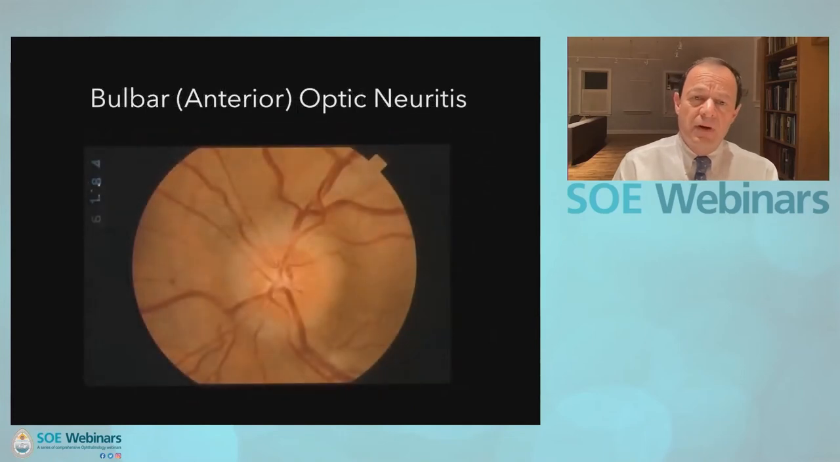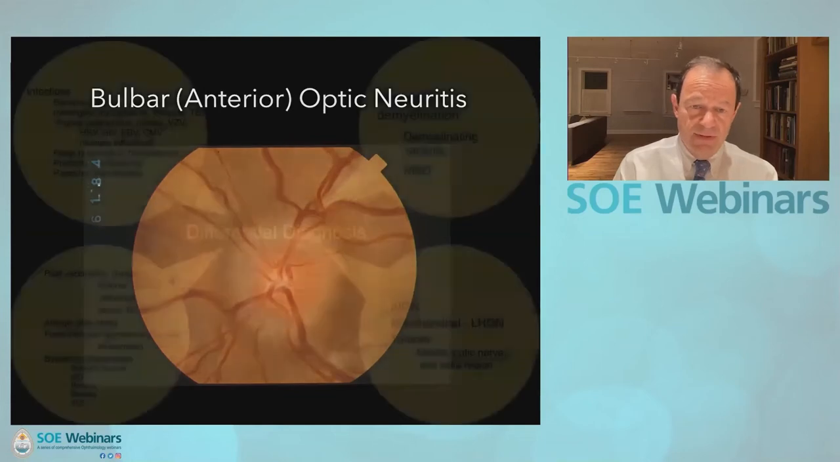A bulbar or anterior optic neuritis patient will show some swelling, but here the swelling is not severe. Hemorrhages, as a rule, are a feature that will point toward an atypical case or an ischemic optic neuropathy rather than optic neuritis.